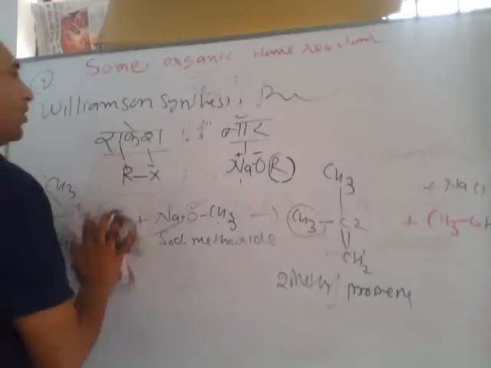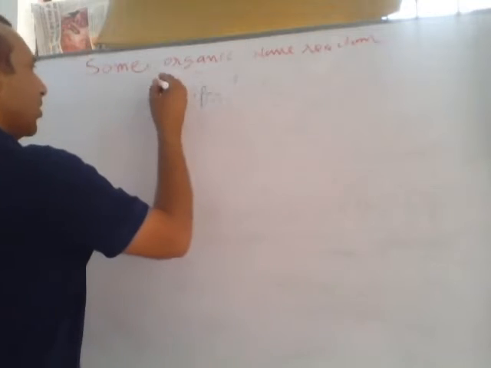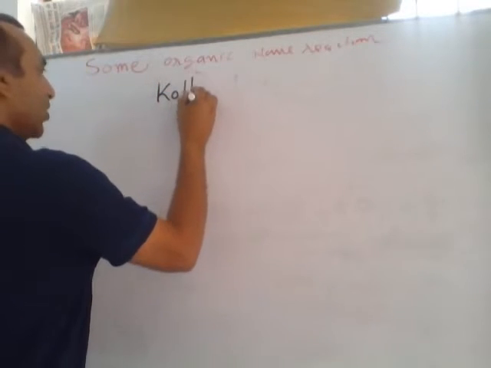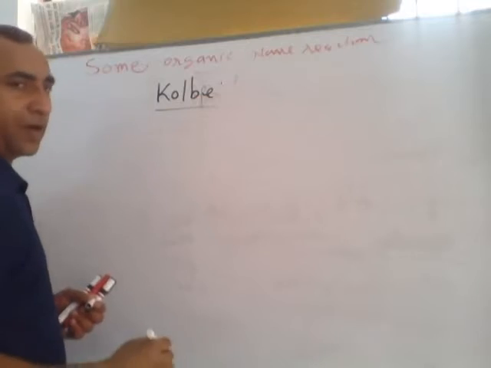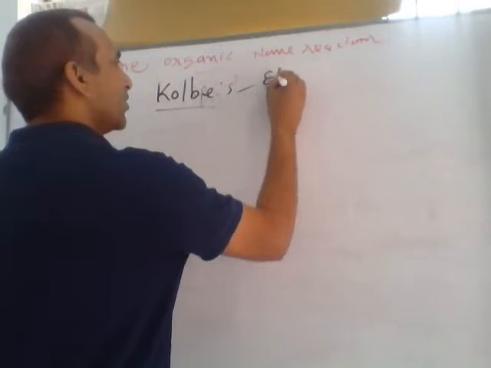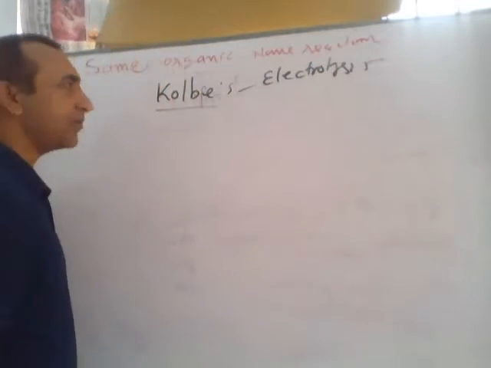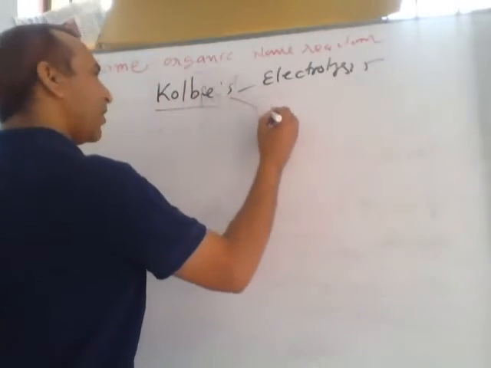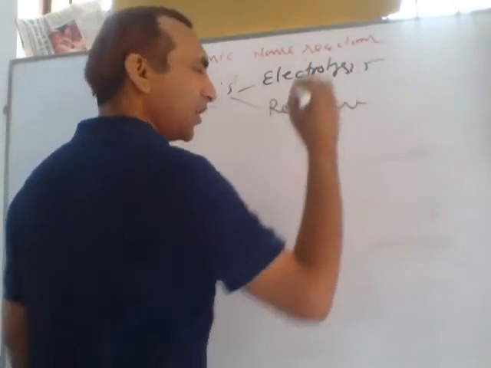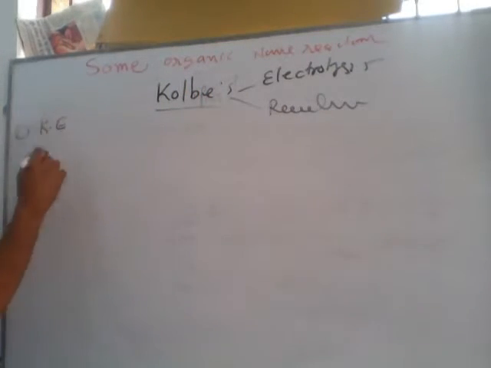Okay. The next very important reaction is the Kolbe reaction. Kolbe reaction is basically of 2 types: Kolbe's electrolysis, and the other, the Kolbe reaction. First, Kolbe's electrolysis.